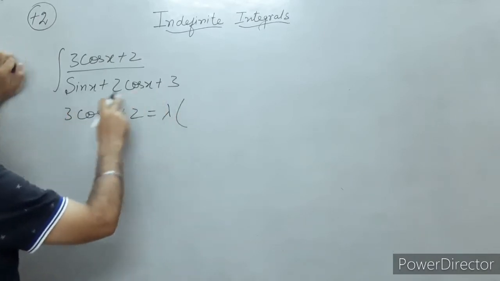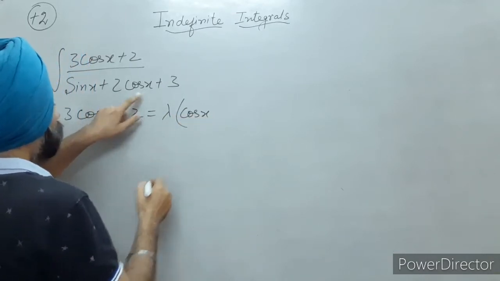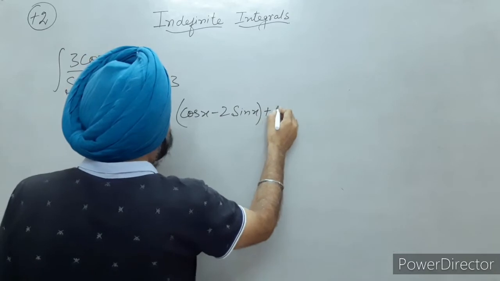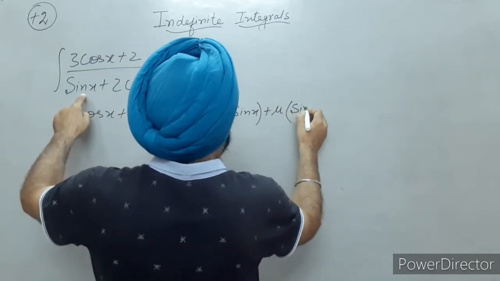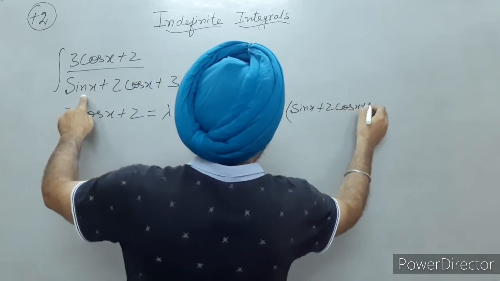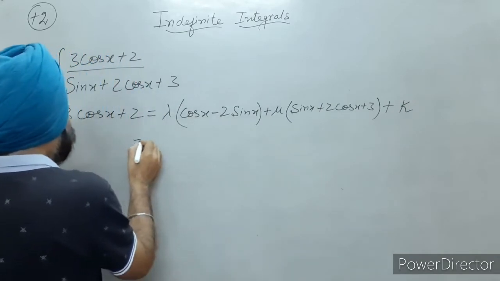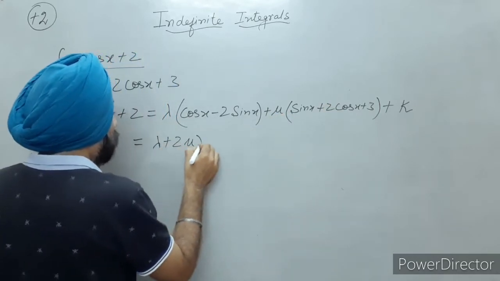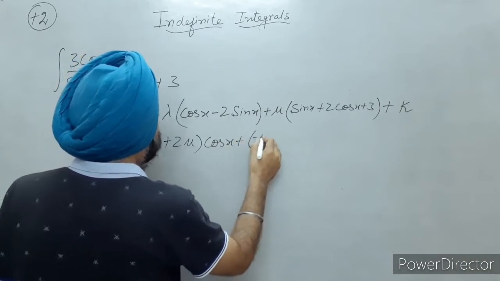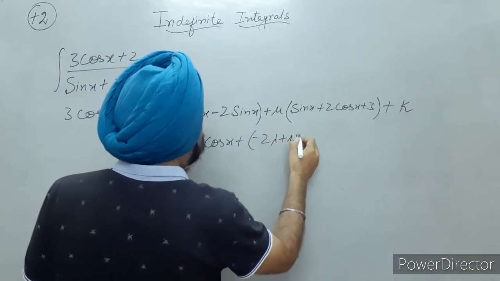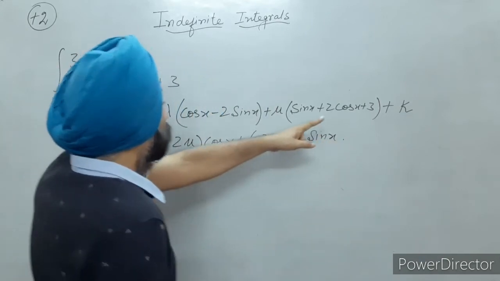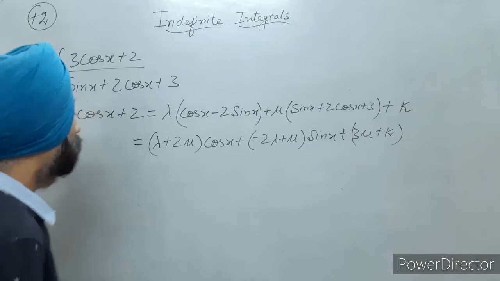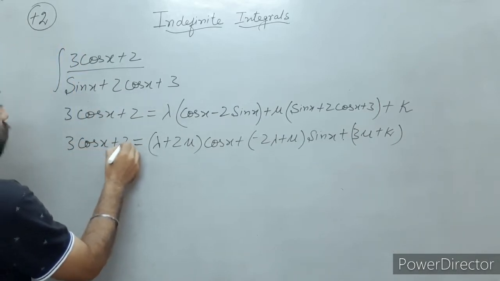lambda times the derivative of the denominator. The derivative of sin x is cos x, the derivative of cos x is negative sin x, and the derivative of 3 is 0, it's a constant. Plus mu times the denominator written as such, sin x plus 2 cos x plus 3, and plus another constant k. Now open the brackets. It is lambda plus 2 mu into cos x, plus minus 2 lambda plus mu into sin x, then 3 mu plus k, constants separated out. Now 3 cos x plus 2 on the left hand side.